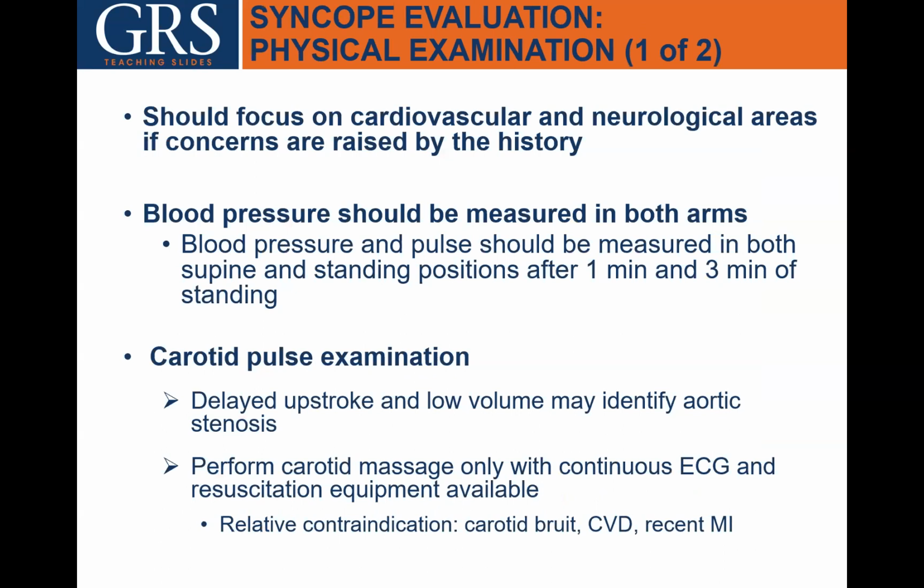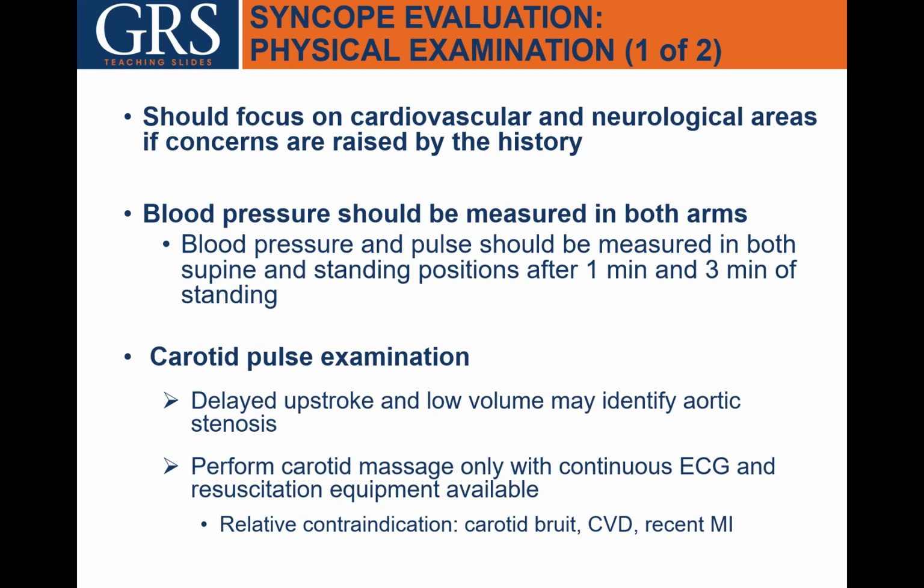For the physical examination, we should focus on the cardiovascular and neurological areas if concerns are raised by the history. Blood pressure should be measured in both arms, and blood pressure and pulse should be measured in both supine and standing positions after 1 minute and 3 minutes of standing, in order to determine whether the patient has orthostatic hypotension or any other nerve problem, because dysfunction of the autonomic system or peripheral neuropathy causes peripheral vascular dysfunction.